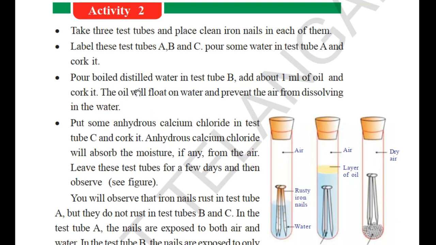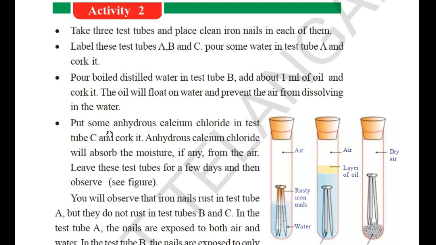Pour boiled distilled water in test tube B. They have taken pure distilled water and then added 1 ml of oil. The oil will float on the water and prevent the air from dissolving in the water. So air and water cannot be mixed because we have a layer of oil. Then they will be using a cork.